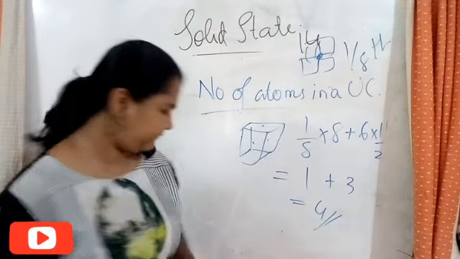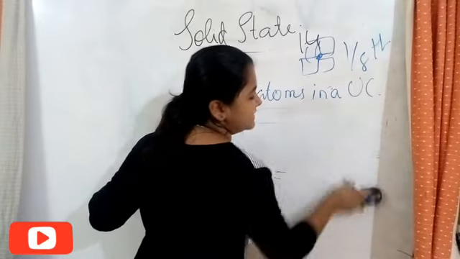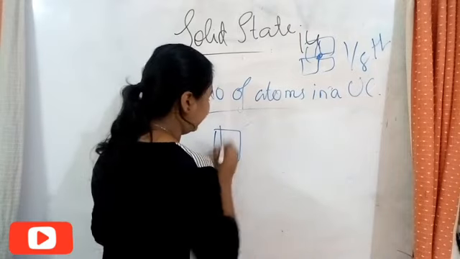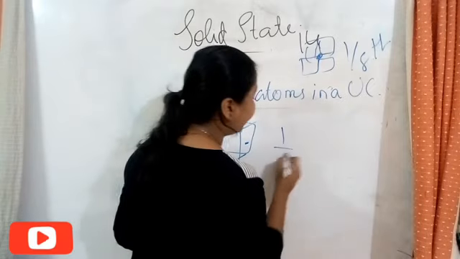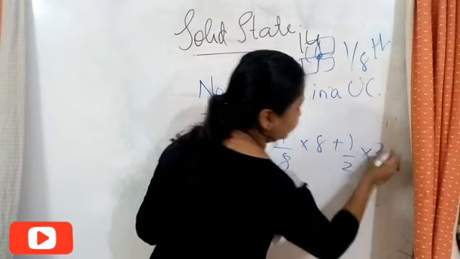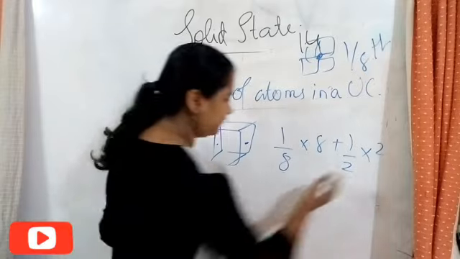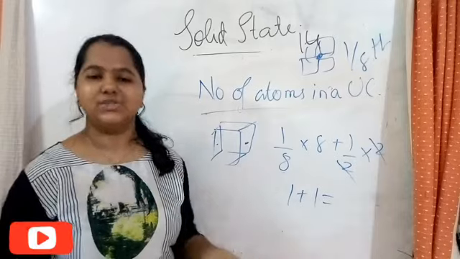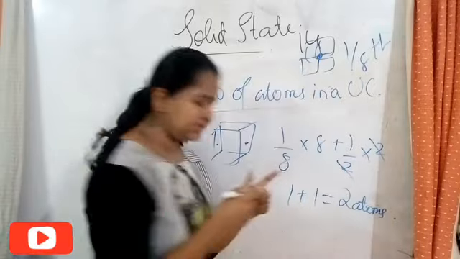Now for end-centered. For end-centered, it's the same, no? It's also in the faces and therefore it will be shared with another cell. And therefore for end-centered, we have 1 by 8 into 8 plus 1 by 2 into 2. See, there are only 2 face atoms, so 1 by 2 into 2. What is the answer for this? That is 1 plus 1. It also has only 2 atoms. So let's just recap it once more.